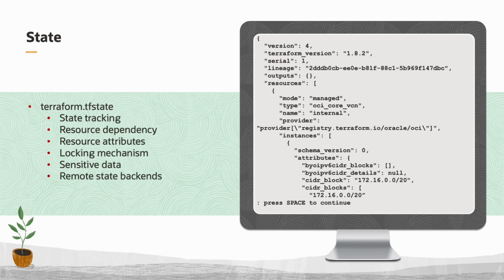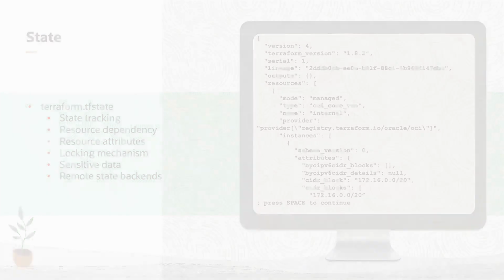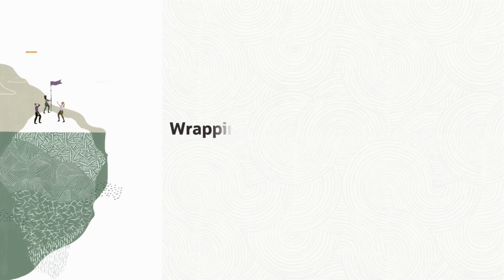Terraform supports storing state files remotely using backends such as OCI Object Storage Buckets, OCI Resource Manager, or HashiCorp Cloud. Remote state storage provides better security, collaboration, and disaster recovery capabilities. Understanding and managing Terraform state is essential for ensuring your infrastructure is correctly maintained and updated. By leveraging state tracking, dependency management, and secure storage policies, you can effectively manage your infrastructure as code.